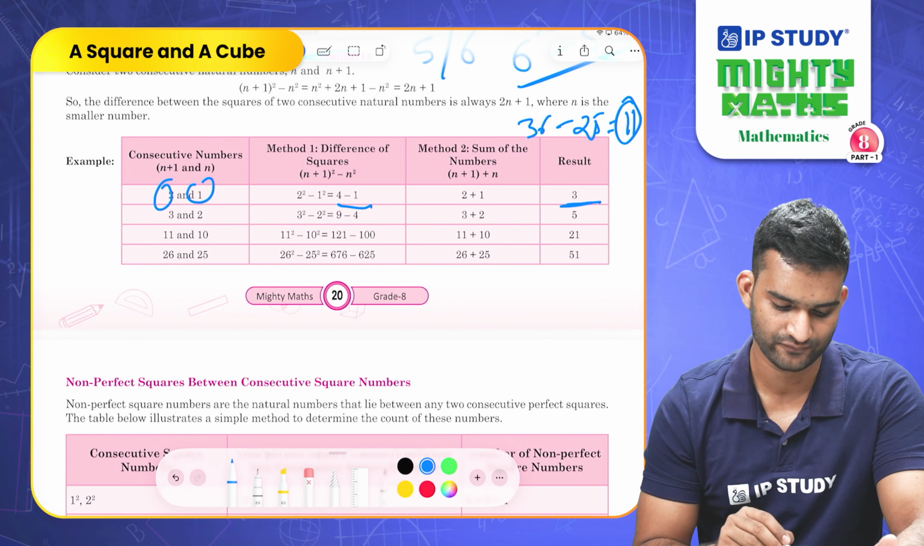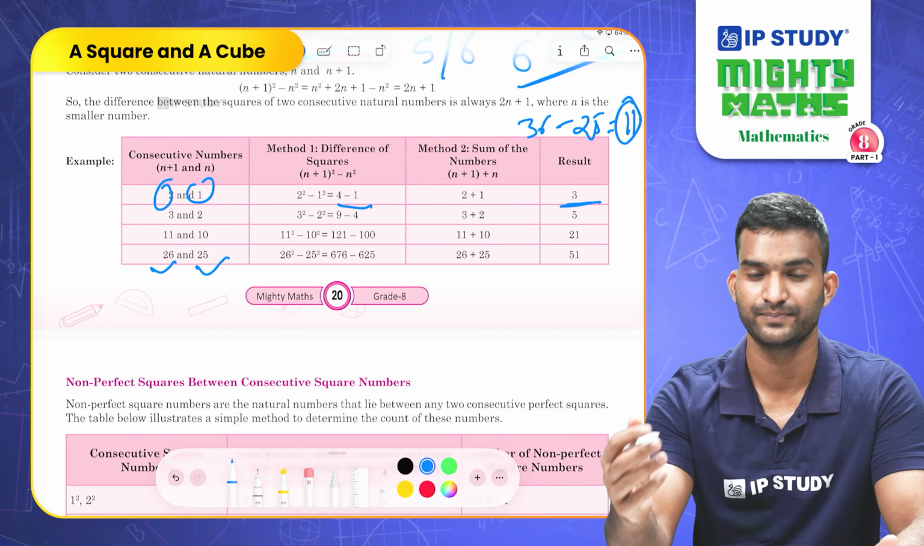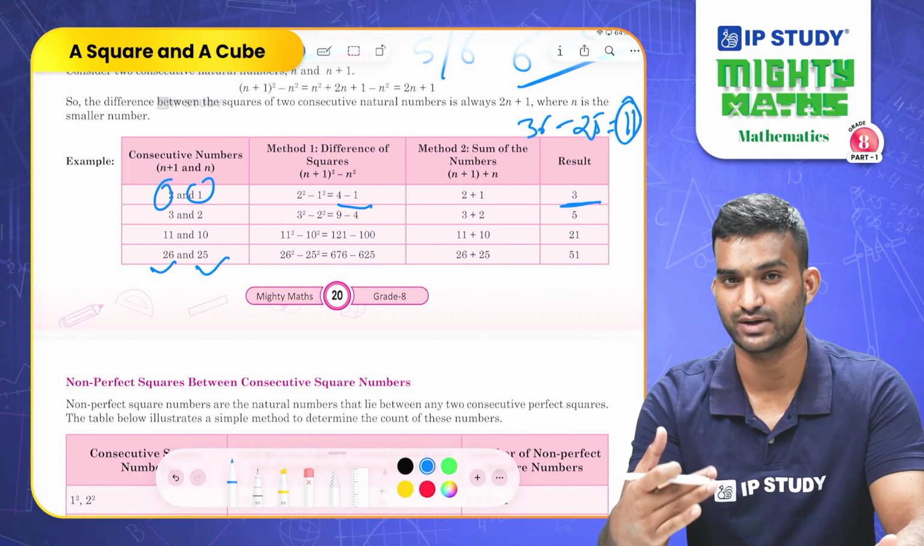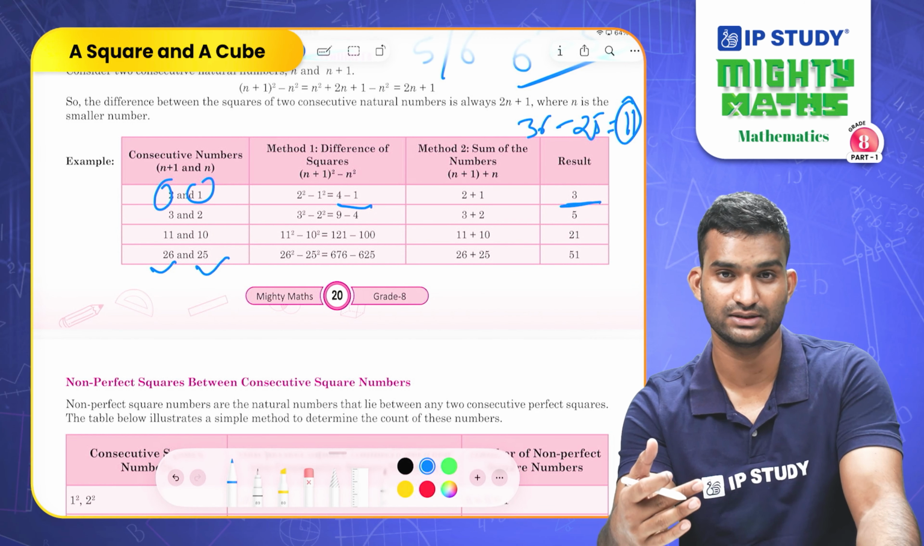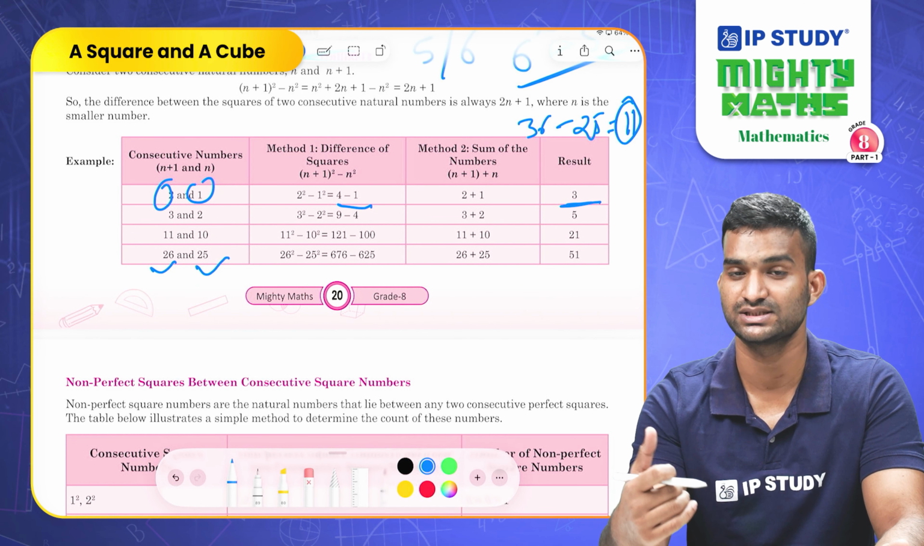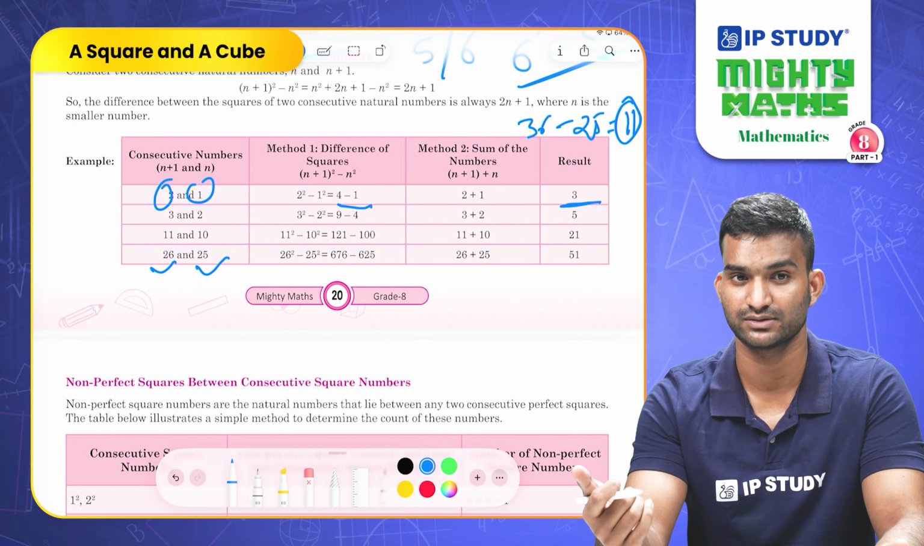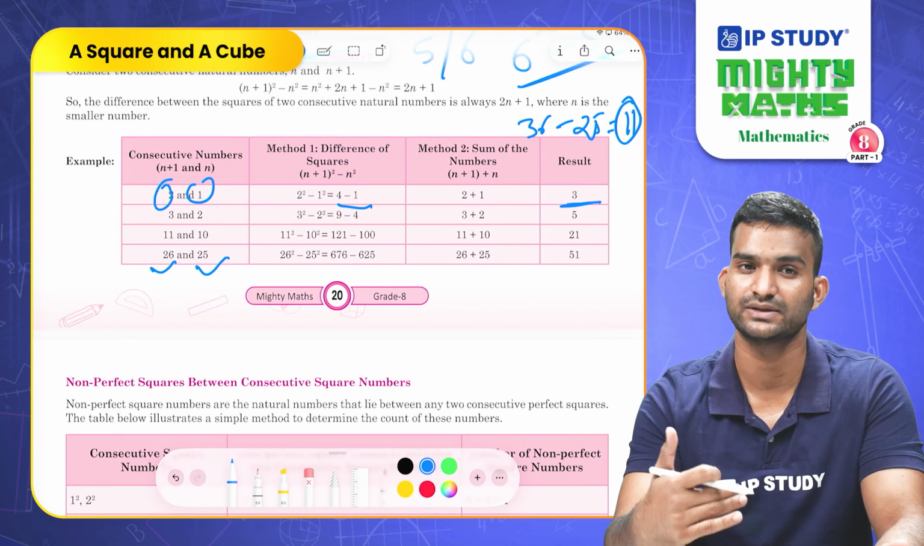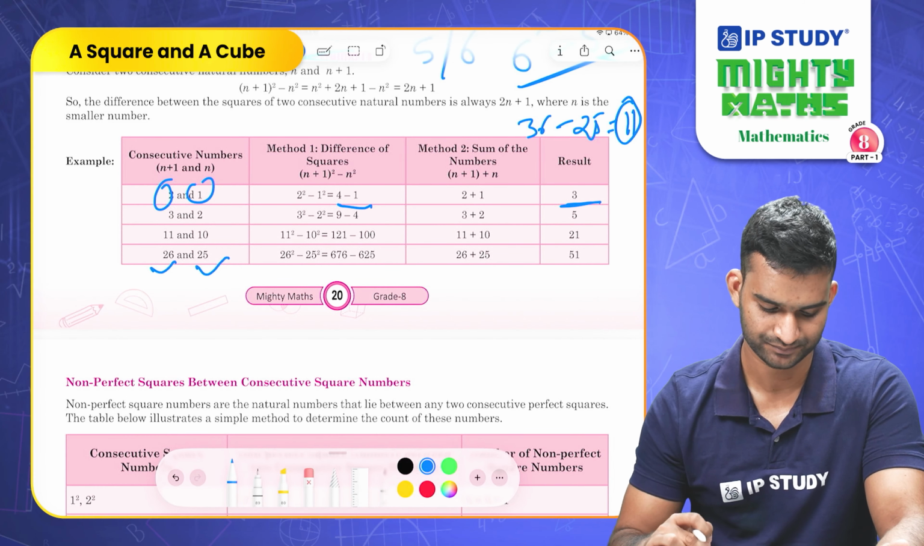For example, if we had 26 and 25, to get the difference between the squares of these numbers, we need to add them. So 26 plus 25 is equal to 51. So 51 is the difference between the squares of these numbers.